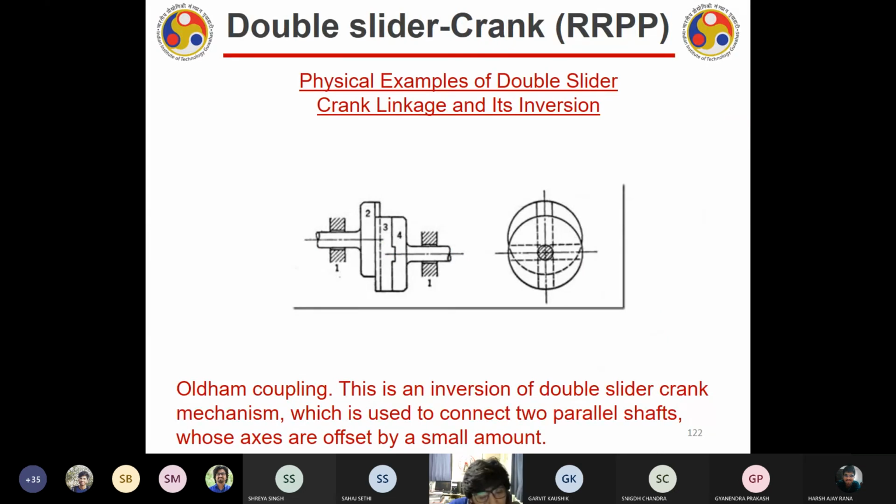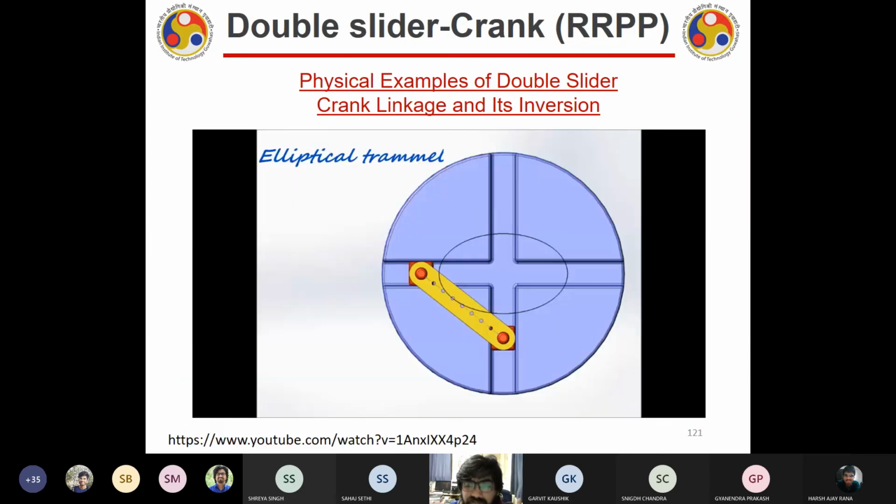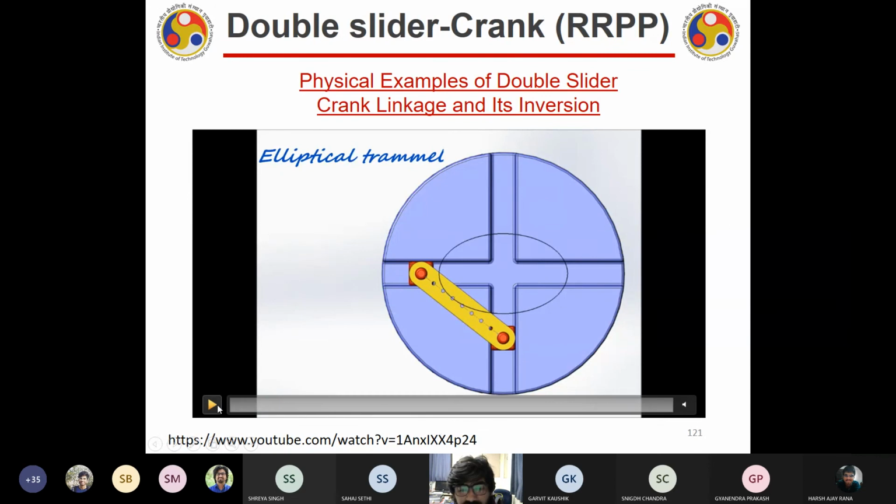Now you have to carefully see. This is a very, very interesting video. The same thing, only it will be a different inversion. I mean to say, instead of fixing this blue color link, what will happen if I fix the yellow link? You need to observe, but observe very, very carefully. Okay, I'm playing this video again.